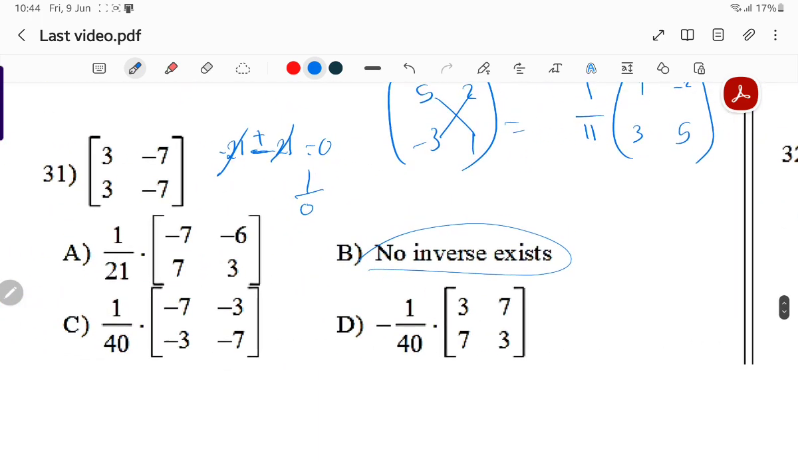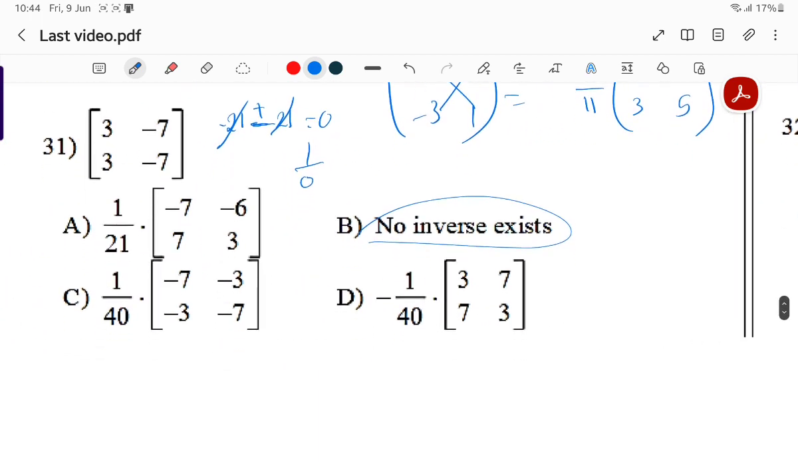But if there's a determinant for this matrix, it will be changed to be -7 and 3, and 7 and -3. When we change this, we only change the sign of the second diagonal.